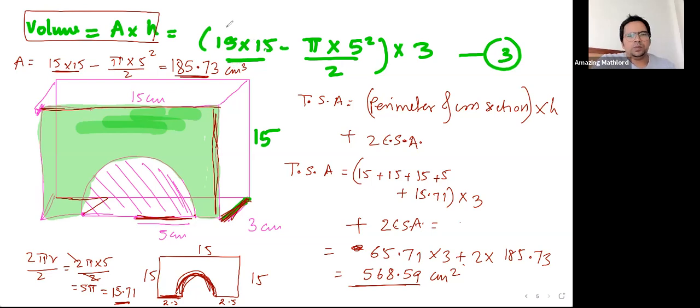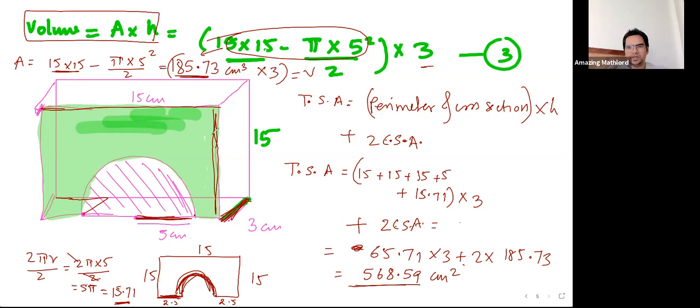Now to get the volume, this is the area of cross section that we calculated to be 185.73 times height, which is 3. So area times height will be the volume of the entire solid, which is basically 185.73 times 3. So this is going to be the volume of the solid. You can calculate it exactly. Now the second part that we have to do is the total surface area.